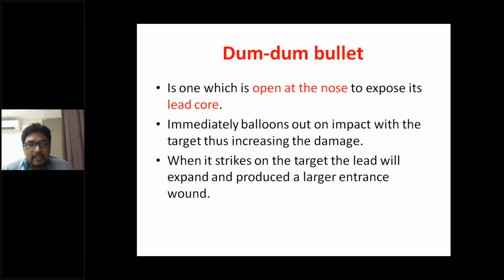Because of the name dum-dum, it was produced in Calcutta, at a place called Dum-Dum. That's why they gave the name dum-dum bullet. It is open at the nose to expose its lead core, and immediately balloons out on impact with the target, thus increasing the damage. When it strikes the target, the lead will expand and produce a larger entrance wound.